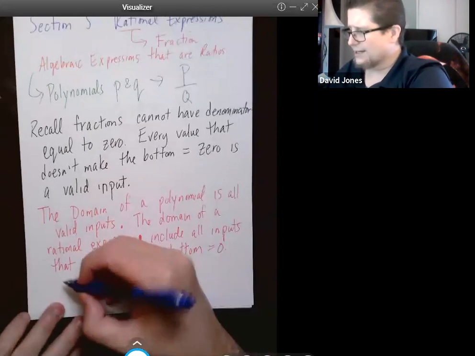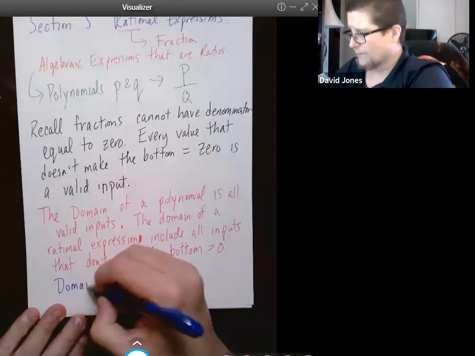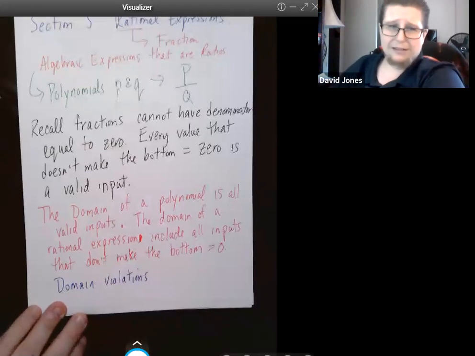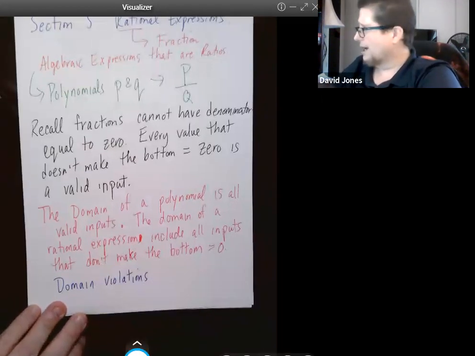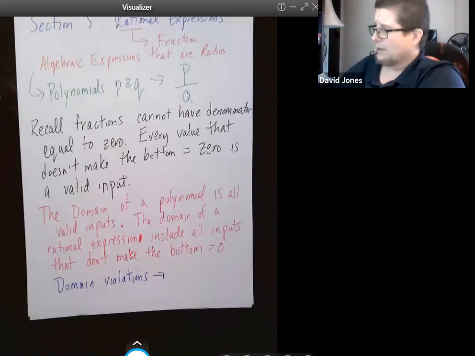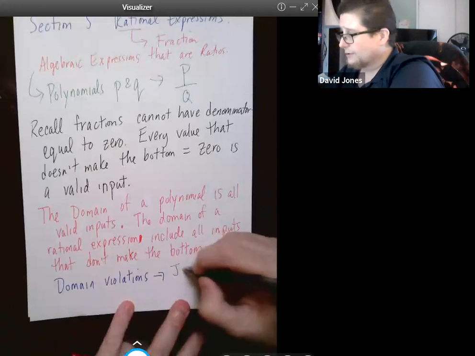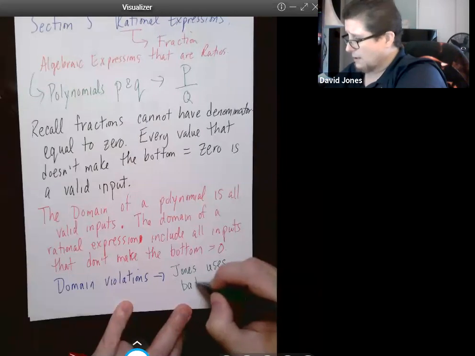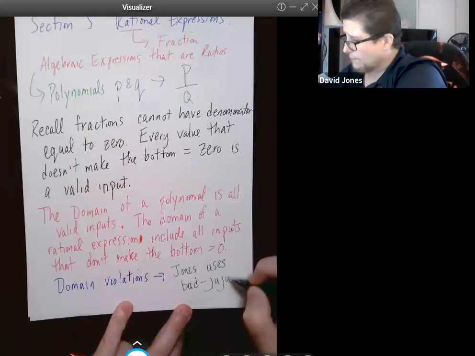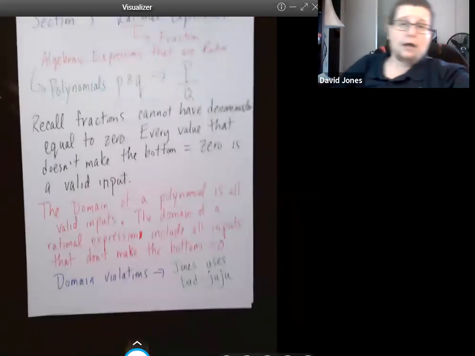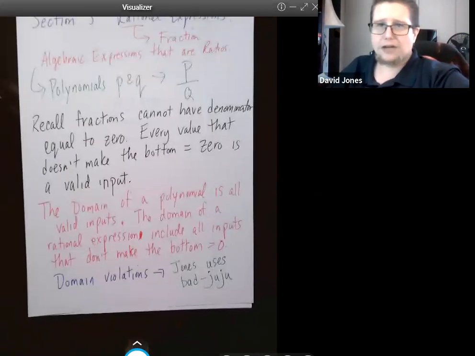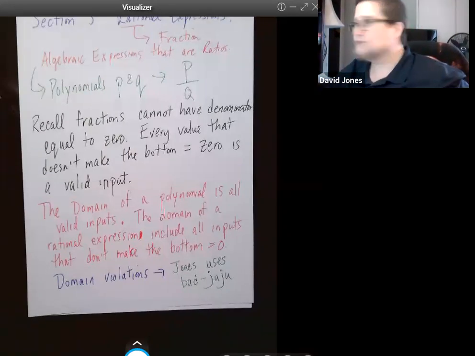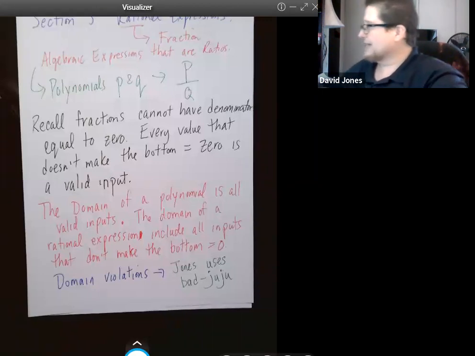One thing is that they call these domain violations. It violates the domain if it equals 0. And you'll hear me use, Jones uses the phrase bad juju. So if a number causes the fraction to break, shall we say, or make the denominator equal 0, it's a bad juju number. So let's take a look at some examples.